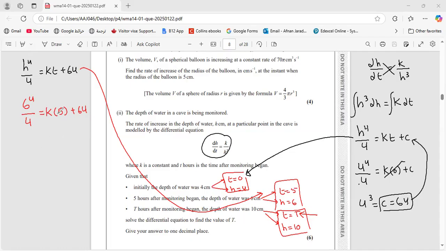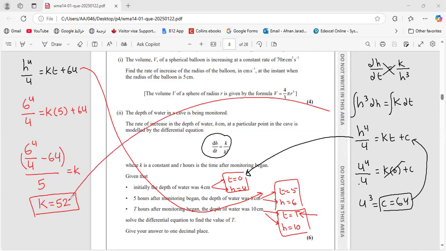To find k, 6 to the power of 4 over 4 minus 64, divided by 5, equals k. So k equals 52. Now you have the value of k, and you have the value of c. So you have the value of k to substitute it here, and you have the value of c.